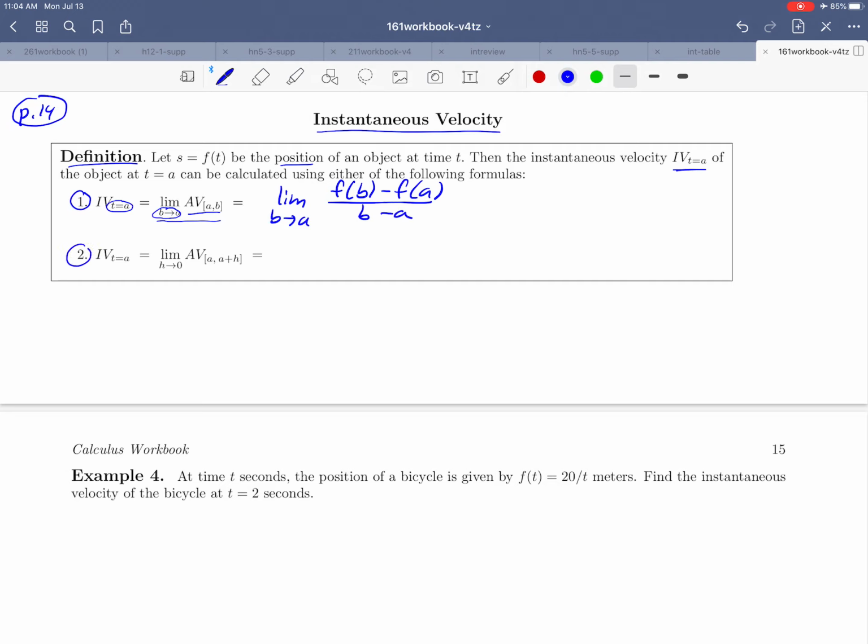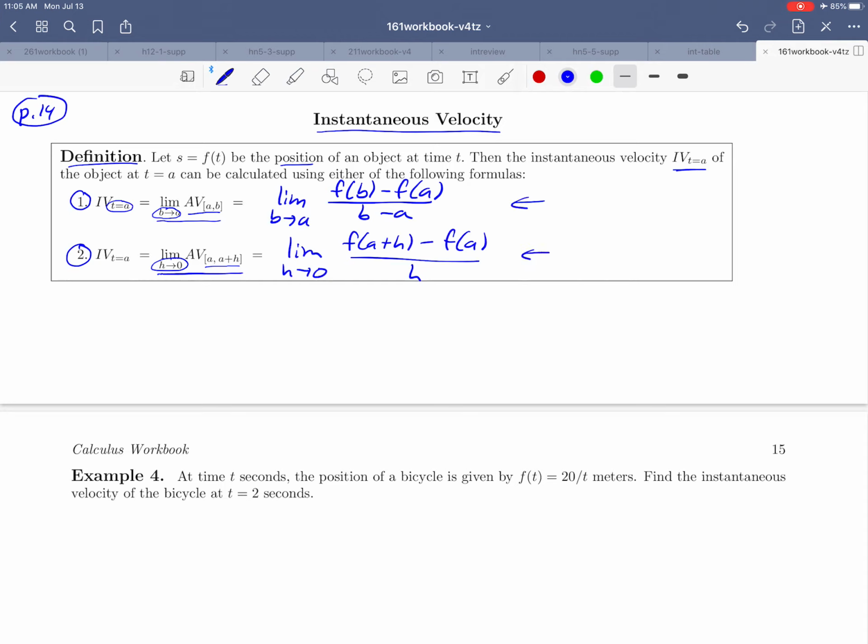Okay, and then number 2 is just an alternate formula for calculating the same thing. We can also find the instantaneous velocity by taking this limit. Same idea. We're taking the average velocity over an interval between a and a plus h, and if h is small, if it approaches 0, then we're talking about a really small time interval where all of our time values are close to a. Okay, and if we look at this limit and wrote it out, it would look like this. Okay, and what we're saying is that we can use either one of these two formulas to calculate instantaneous velocity.